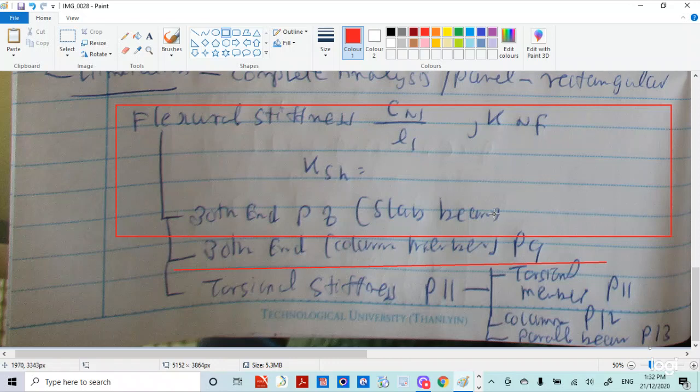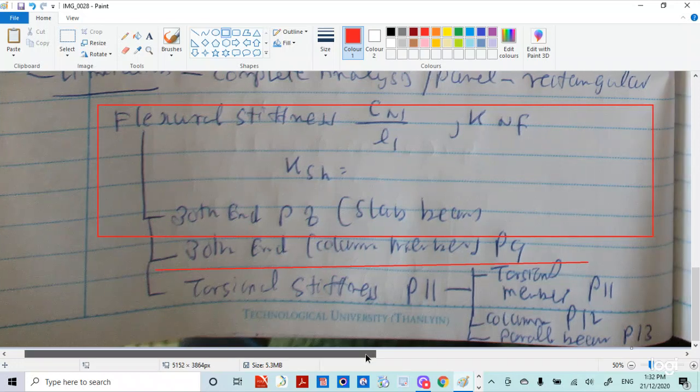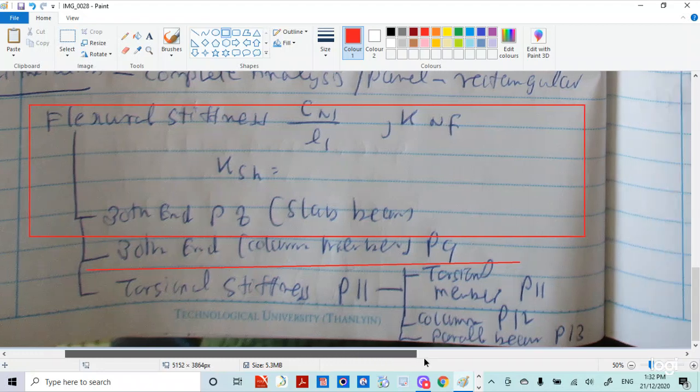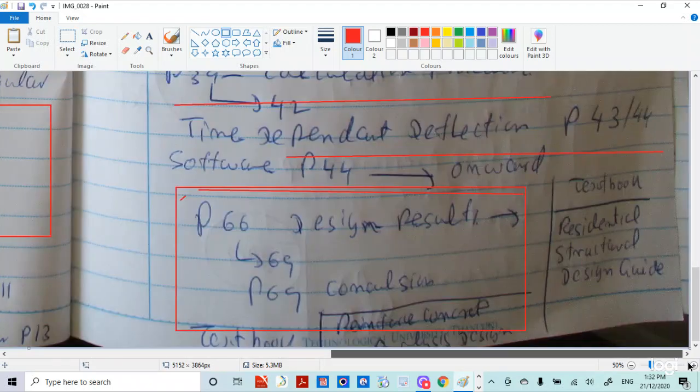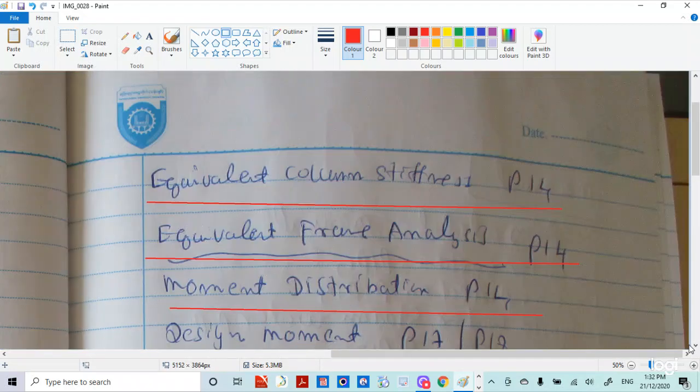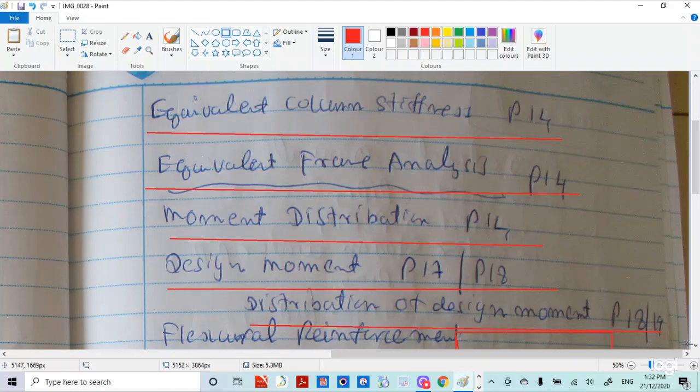This is for the slab beam. Both end column thicknesses are on page 9, and the torsional stiffness is on page 11. So the torsional member is on page 11, the column on page 12, and the parallel beams will be included. Then we have to utilize the equivalent column stiffness on page 14. The equivalent frame analysis you can find on page 14.